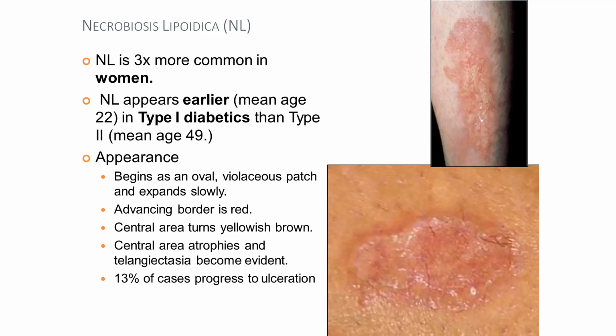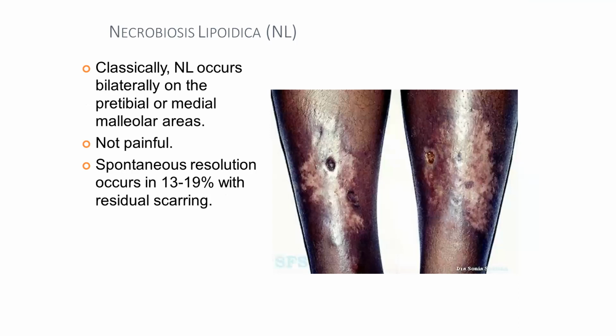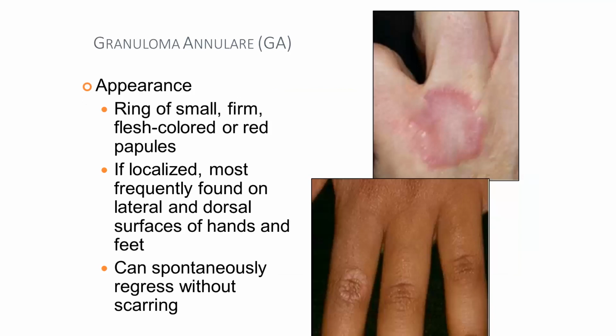It begins as an oval violaceous patch and expands slowly. Advancing border is red. Central area turns yellowish-brown. Central atrophy, telangiectasia may be present and may lead to ulceration. It occurs bilaterally on the pretibial or the medial malleolar areas. It is not painful, may spontaneously resolve, resulting in residual scarring.